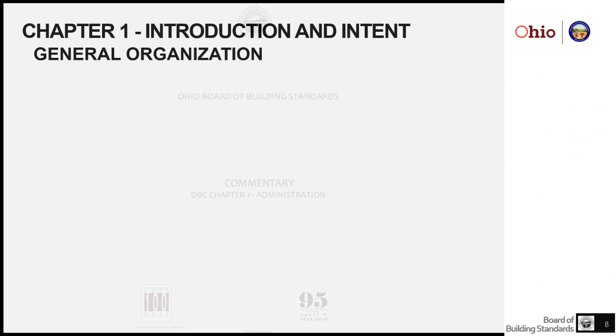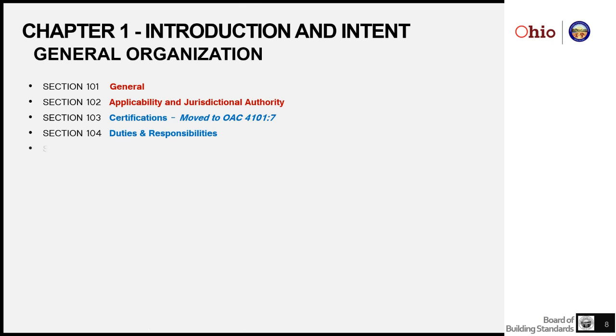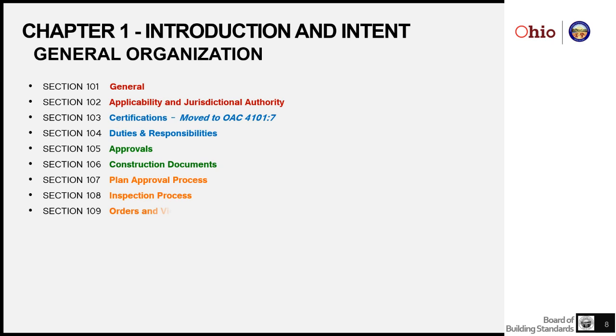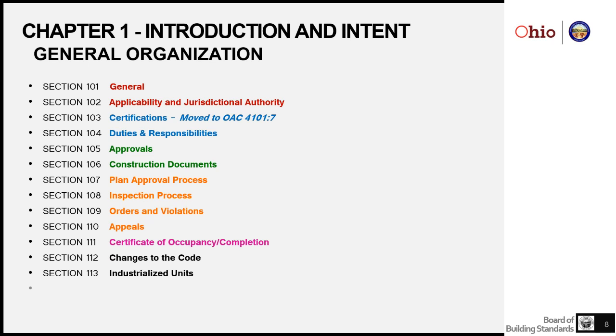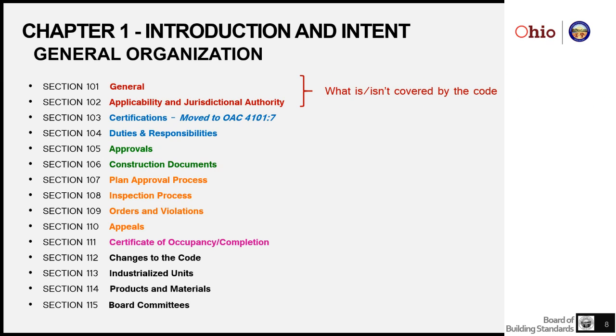So Chapter 1 is organized into roughly 15 sections, or actually exactly 15 sections. The list is here. They are color-coded into sort of subject matter to help group them visually. The first one is what is and isn't covered by the code. So that's going to be dealing with scope. What is regulated, what isn't regulated, who has jurisdiction in what arenas.